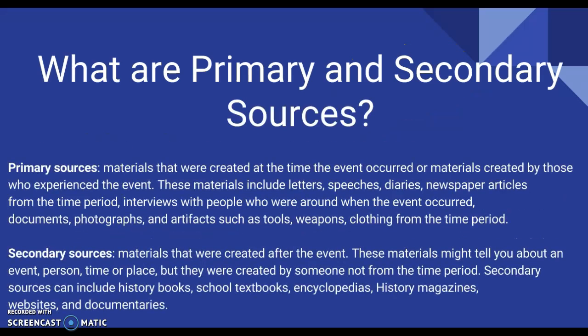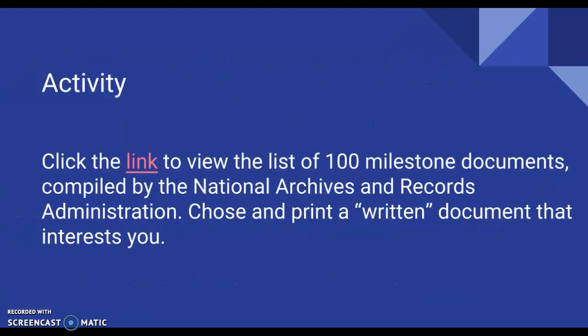So what are primary and secondary sources? We're going to focus solely on the primary. These are materials created at the time an event occurred or created by those who experienced the event. These materials include letters, speeches, diaries, newspaper articles from the time period, interviews with people who were around when the event occurred, documents, photographs, and artifacts such as tools, weapons, clothing from the time period. So there are many different resources when we're talking about primary source documents.